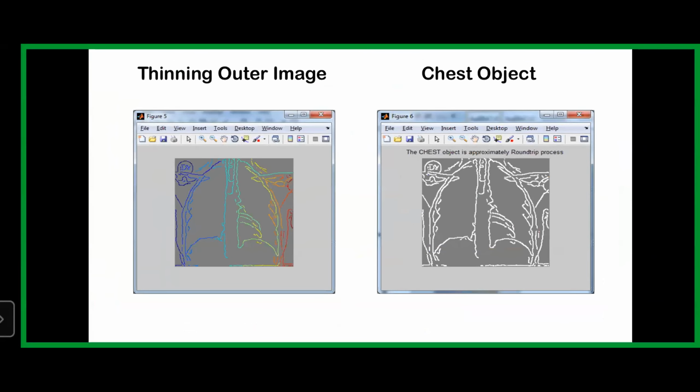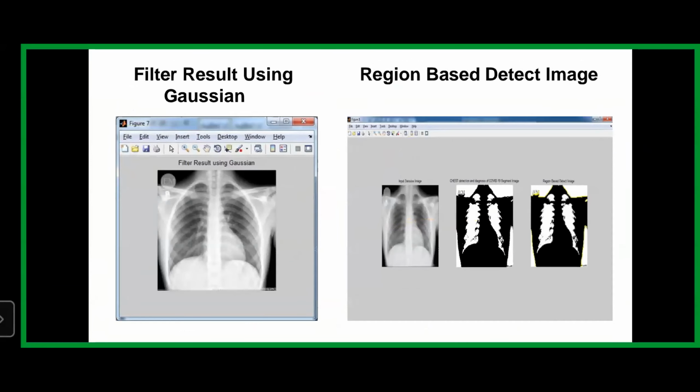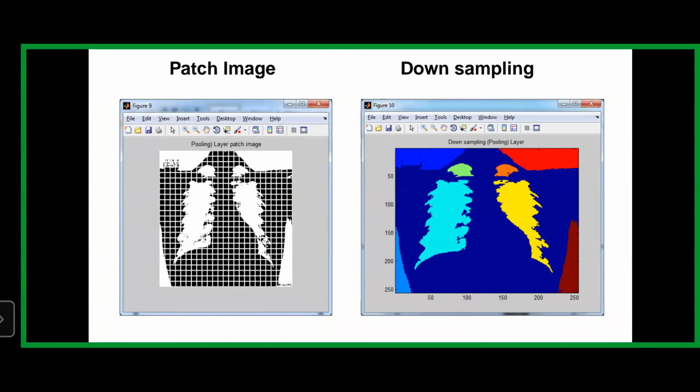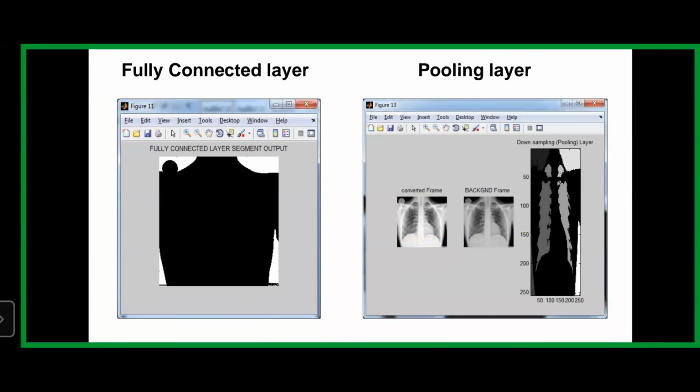And the next one is for coloring purpose, and the filter result using Gaussian noise removing and region-based detect image in a particular patient's affected region, that are images that can be cropped. And the patch images are in matrix format, with rows and columns, to crop the images and upload a particular size of the images for sampling. And also it is for fully connected, this is the full body of the images.